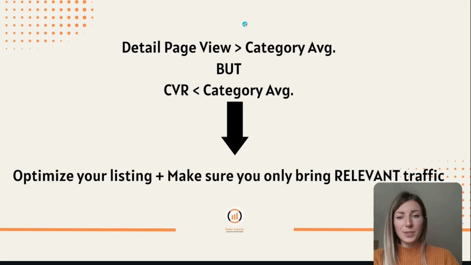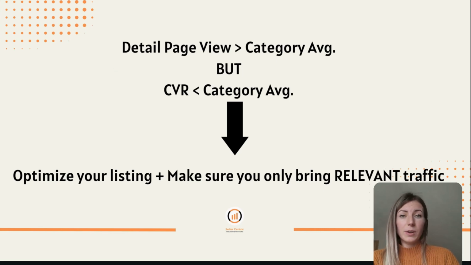And the opposite case is when your detail page views are higher than the category average, but the customer conversion rate is lower than the average. In this case, this might mean that your click-through rate is pretty good. However, the conversion rate is not as good as the average. So in this case, you need to work on your listing because it is not convincing enough.